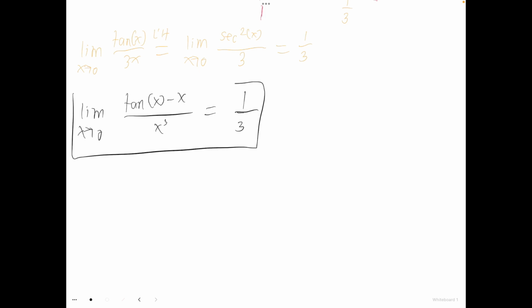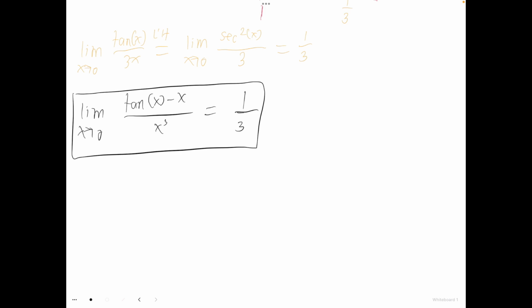And so what we've then got here is that the limit as x goes to 0 of tangent of x minus x over x cubed is in fact 1/3. And so we have successfully computed that limit.